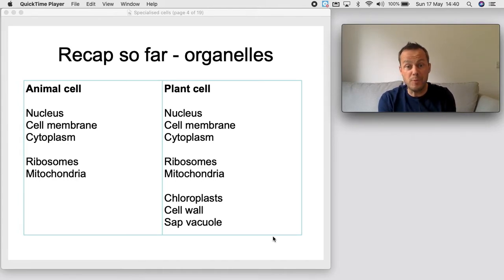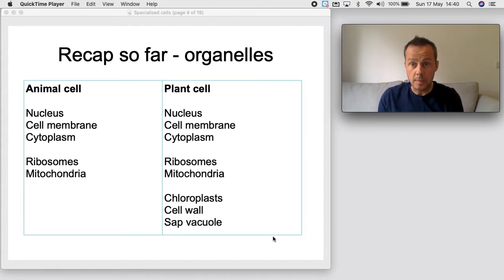Then we get the 2 new ones, the ribosomes and the mitochondria. Both animal and plant cells have those, and the reason why they have them is to do with their function, which we'll have a look at on the next slide. Additional organelles that are found inside a plant cell are chloroplasts, cell wall, and sap vacuole.